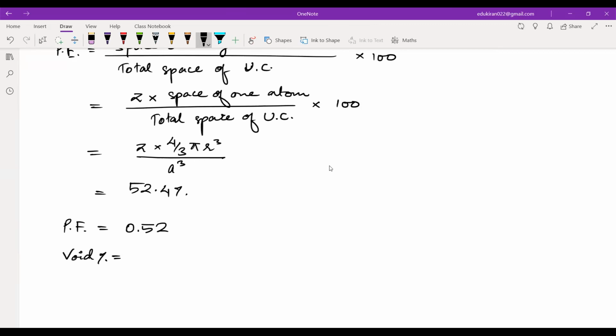And what will be the void percentage, guys? 47.6, right? 100 minus 52.4%, which will be equal to 47.6%, right? So just write this down. Let me know if you're done. Then we will move on to the next packing. Please raise your hand if you're done.